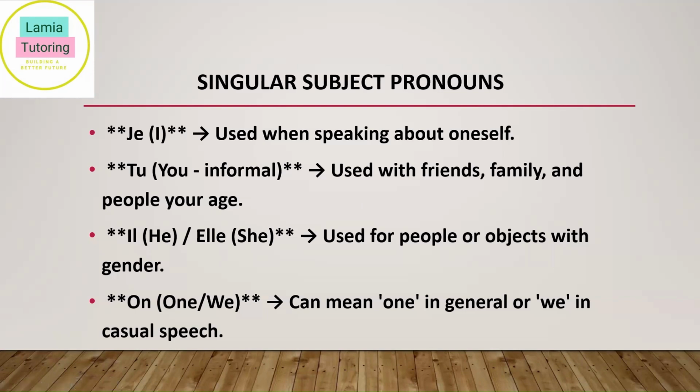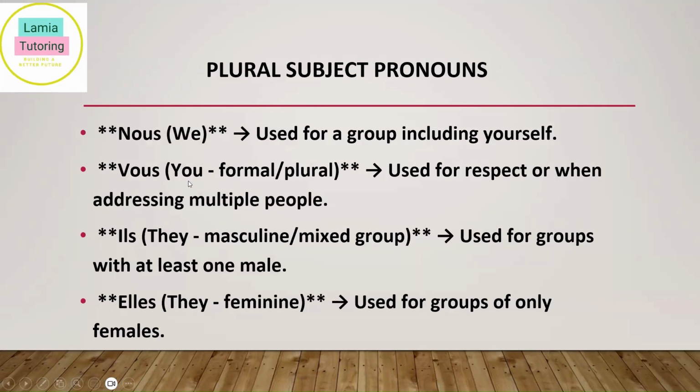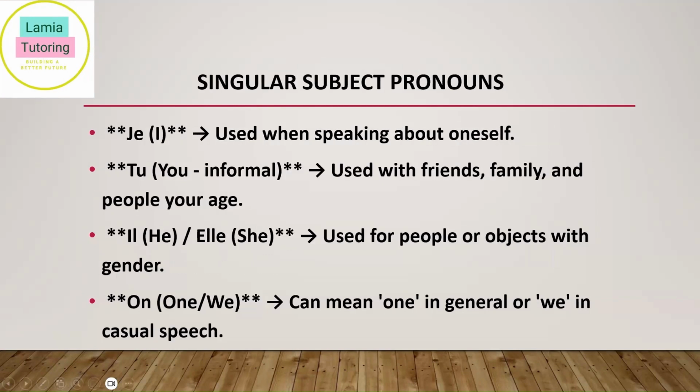Okay? So, je, I. It's used when speaking about oneself. Tu is the informal form of you. When you say you in English, if you are talking politely, you mean vous. Let me show you. This one is the formal form. But tu over here means when you're talking to a friend. In French, tu is used with friends, family, and people your age.